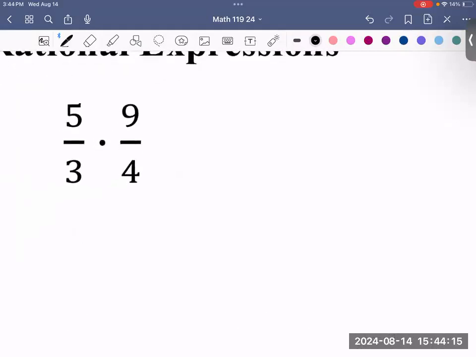All right, so looking at multiplication, there's a couple different ways we can do it. One of which is we just multiply your numerator straight across and your denominator straight across. So that might be one game plan that you come up with. Perhaps you get 45 over 12.